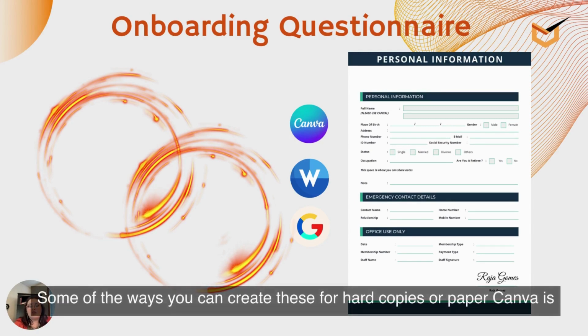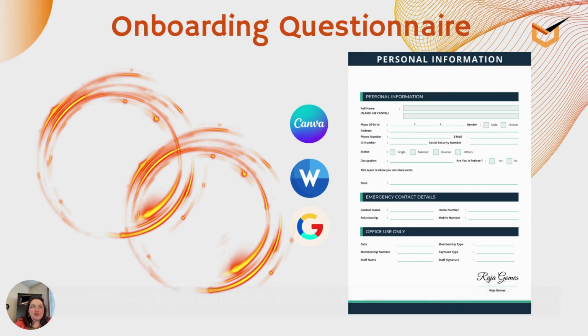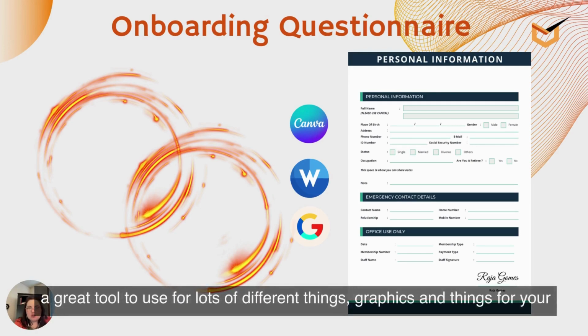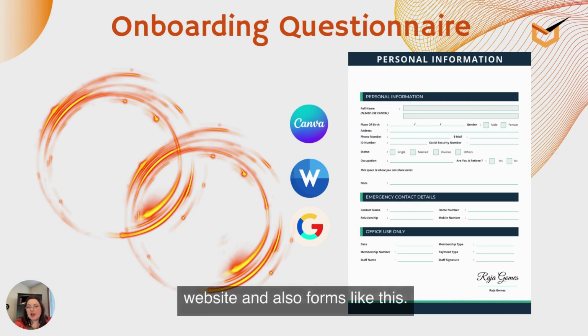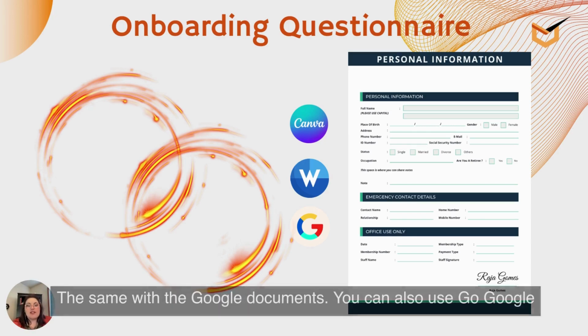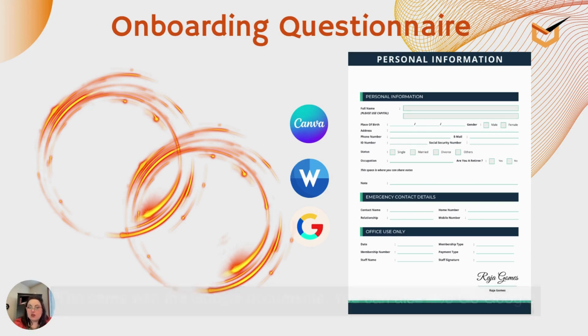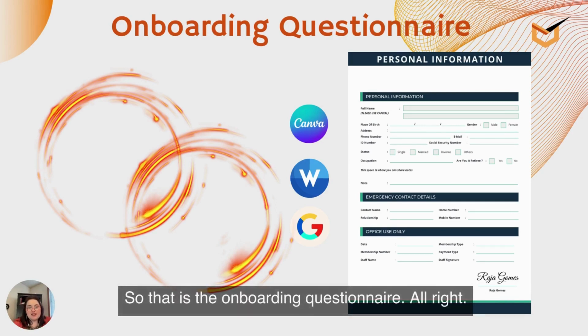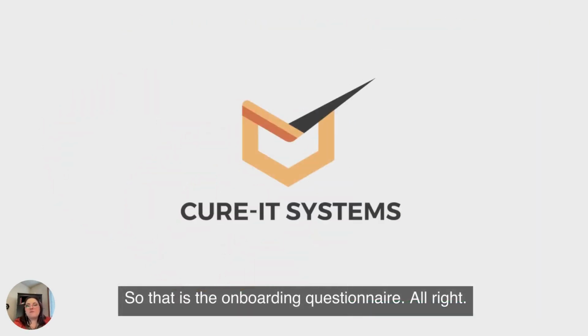Some of the ways you can create these for hard copies or paper: Canva is a great tool to use for lots of different things, graphics and things for your website, and also forms like this. You can also create it in Microsoft Word. It doesn't have to be fancy. The same with Google Documents. You can also use Google Documents to create a document like this. So that is the onboarding questionnaire.